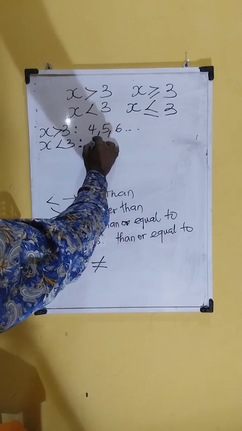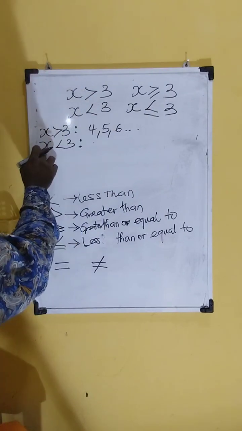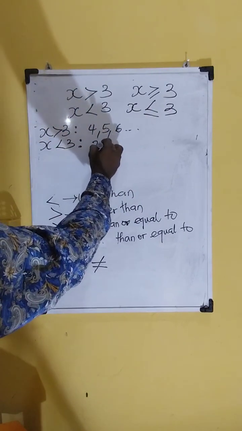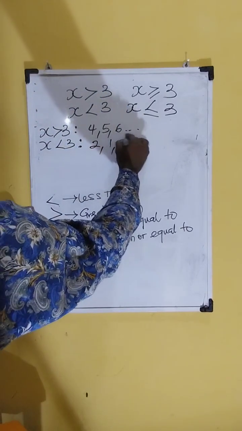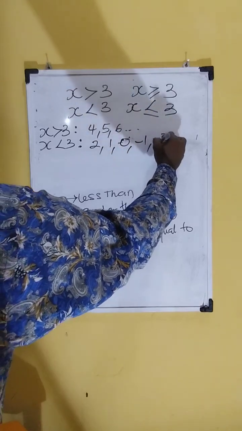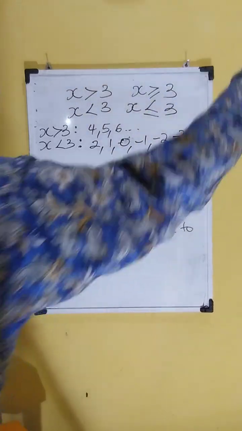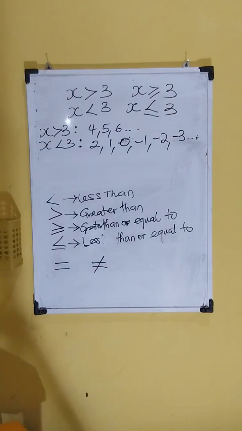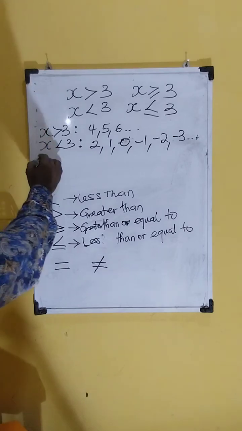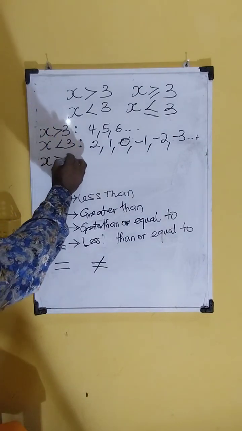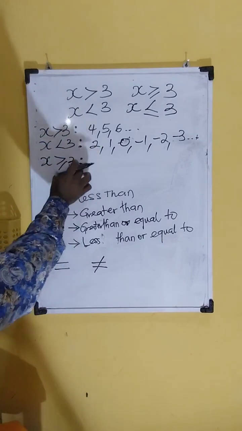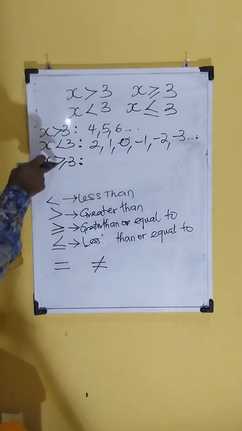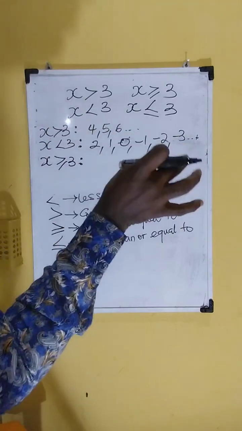It could be that the value of x is actually 2, 1, 0, minus 1, minus 2, minus 3, and it continues. Did you get that? I hope we are following. So if we say that x is greater than or equal to 3, it means that x starts from 3 because it is greater than or equal to.